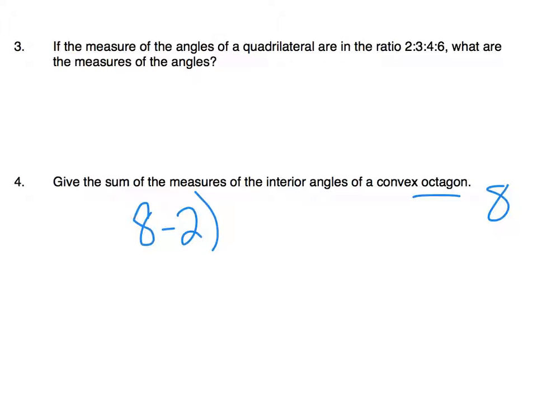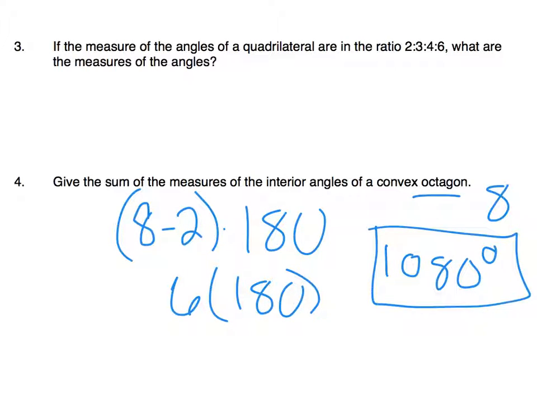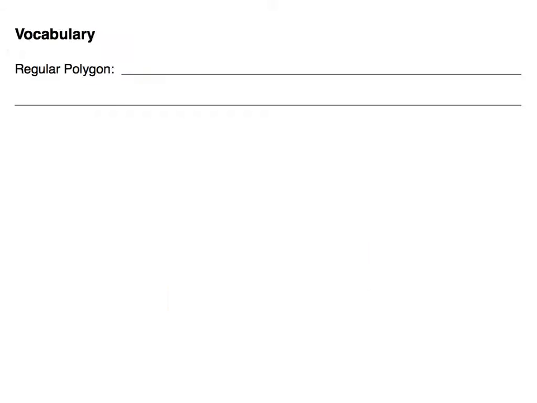minus 2, I'm multiplying that by 180, which is really going to be 6 times 180. Okay, now I can kind of break that down. That's going to be 6 times 180, looks to be 1080 to me. And you can double check that. Again, I'm not using a calculator, so if that's wrong, I apologize, but I believe it is 1080 degrees. Okay, and that would be the sum in an octagon. So just using that equation, as long as we know that, we're good to go.